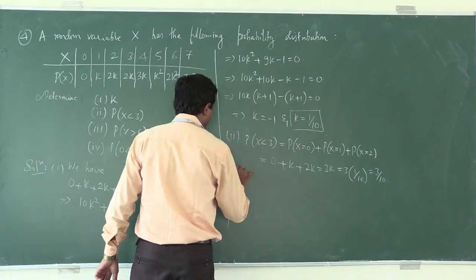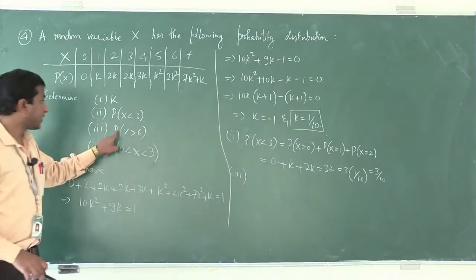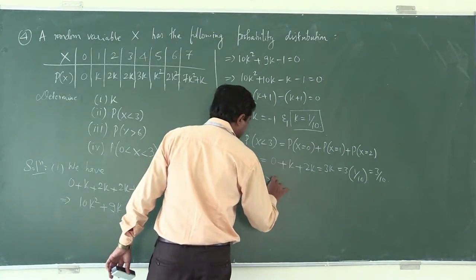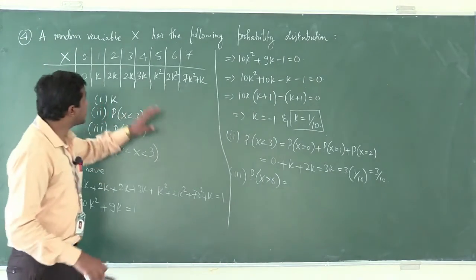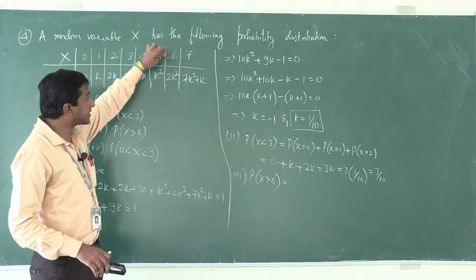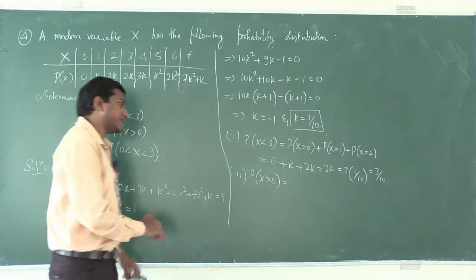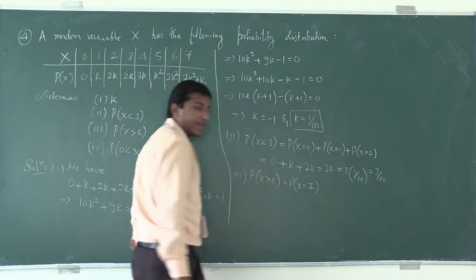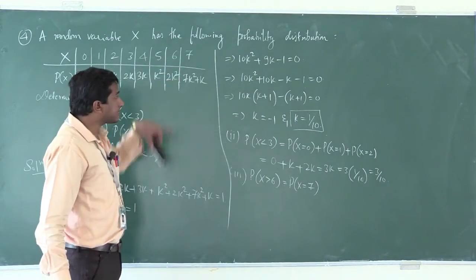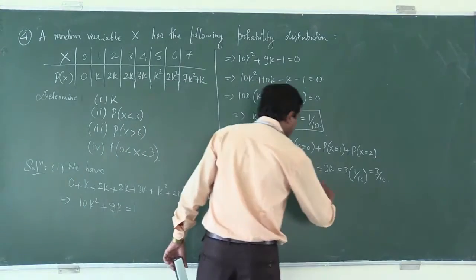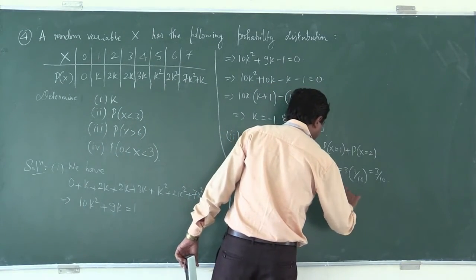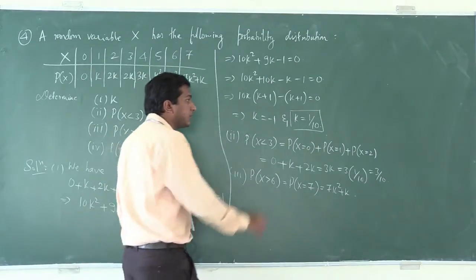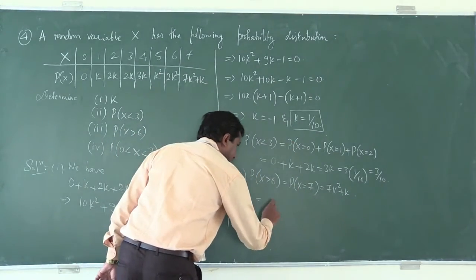Moving on, third sub question, we have p of x greater than 6. So which are the possible values greater than 6? It is when x equals 7. So I can write this as p of x equals 7. What is the probability? 7k square plus k. What is value of k? 1 by 10. We'll substitute there.